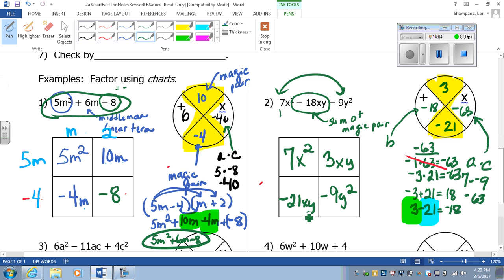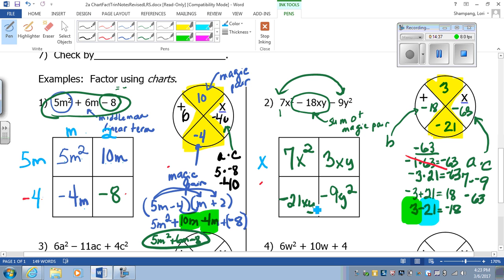Now it's time to factor. So I'm going to do that in my light blue color. If you look at this first row across, 7x squared and 3xy, the only factor common to both is just x, because there is no common factor of 7 and 3. What about on the bottom? We have negative 21 and negative 9. Well, I know that 3 is a common factor of negative 21 and negative 9.